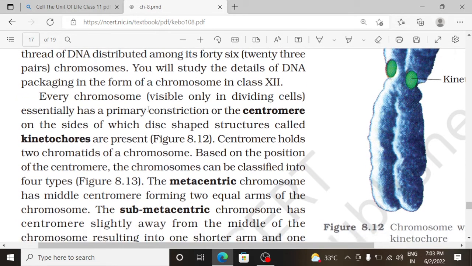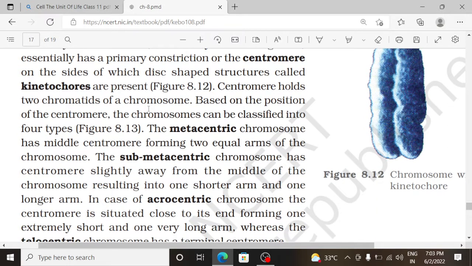Every chromosome that is visible only in dividing cells essentially has a primary constriction or the centromere, on the sides of which disc-shaped structures called kinetochores are present. Centromere holds two chromatids of a chromosome. Based on the position of the centromere, the chromosomes can be classified into four types.